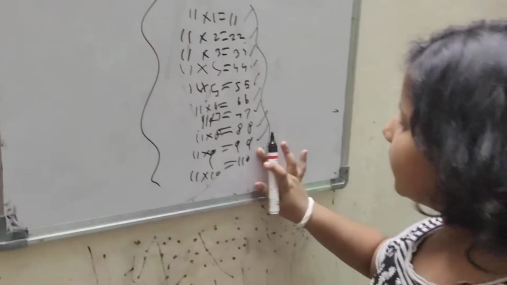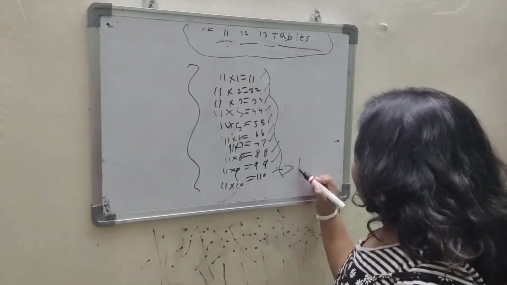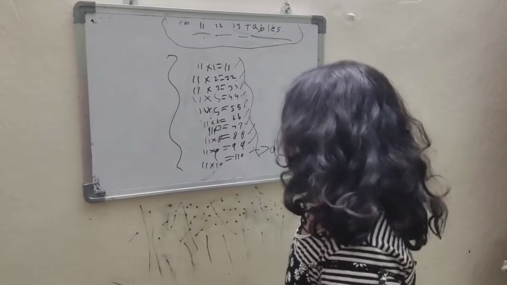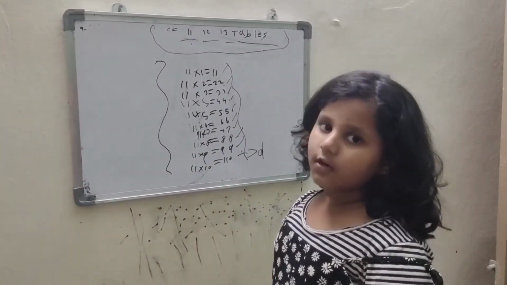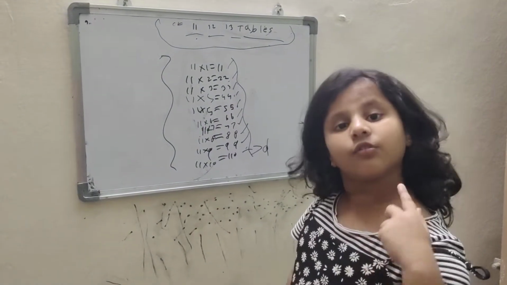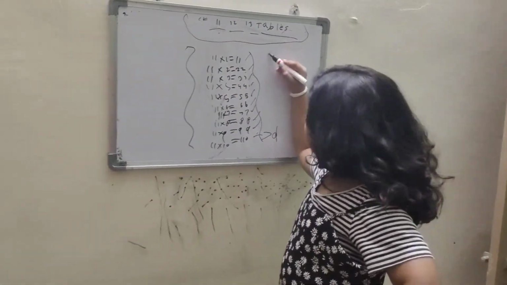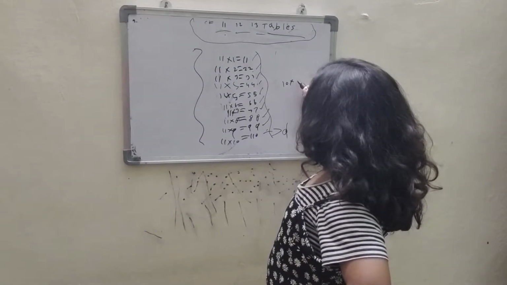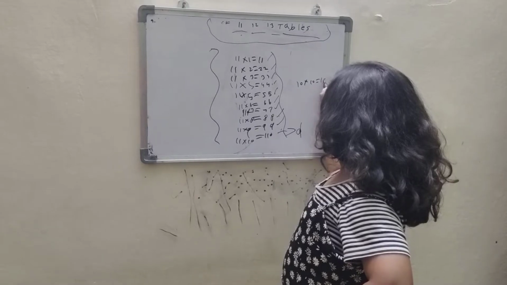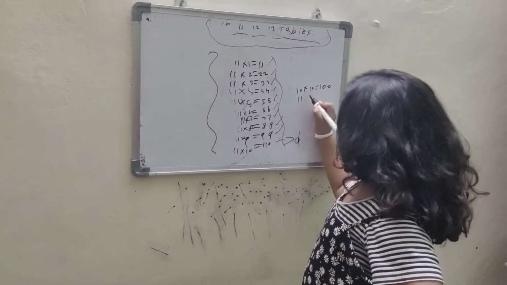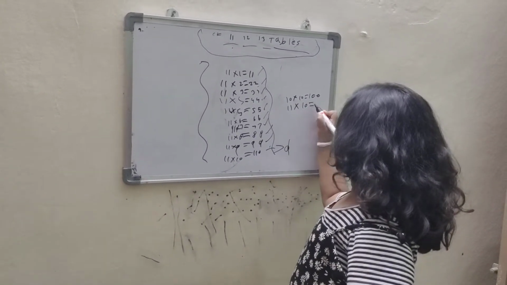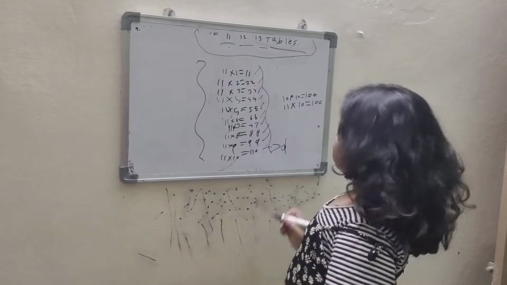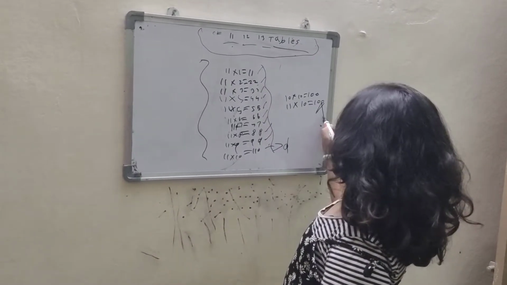This is only a little difference. I know you doubt. It can't be 110, it should be 100. I know that. But here, 10 tens are equal to 100, then how could 11 tens be 100? That's why this is wrong.